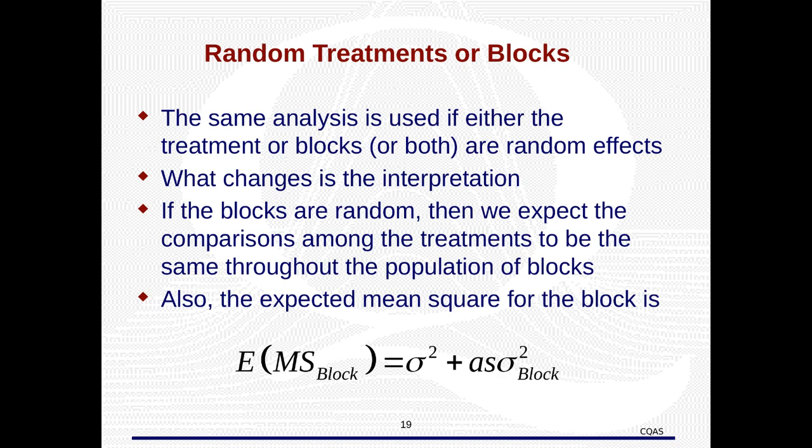Additionally, the expected mean square for the block effect takes on a different form when blocks are random, which affects how we construct our test statistics and confidence intervals. This distinction between fixed and random effects is crucial for proper inference, as it determines what population our conclusions apply to and how we should interpret the variability we observe in our data.